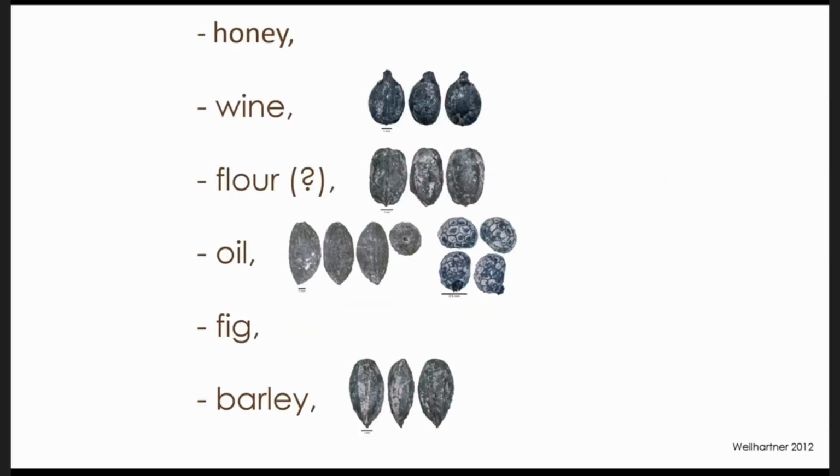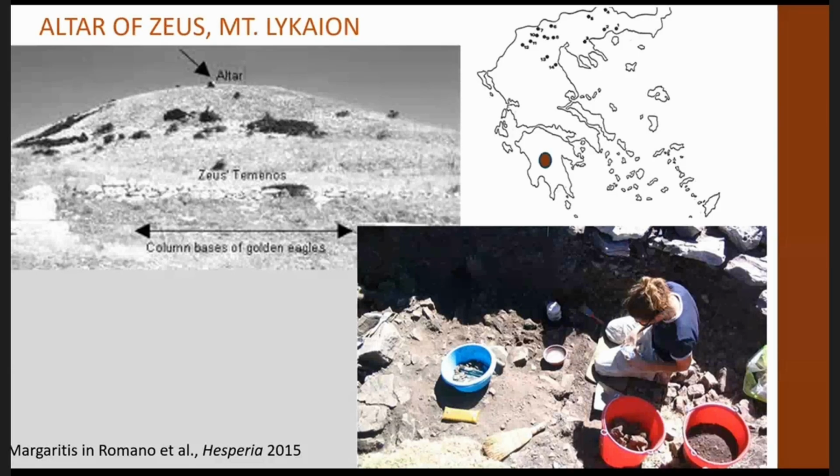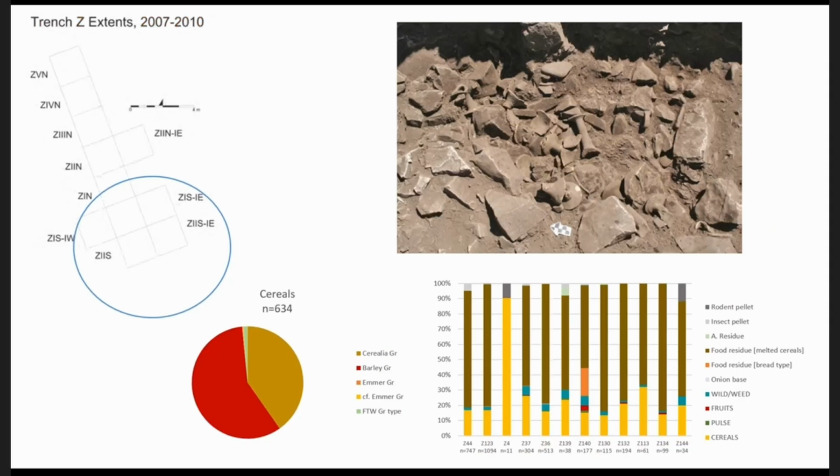So, according to Xenophon, these things you should actually find in a sanctuary. And at Kalapodi, we have found all this, and this is olive, of course, and poppy seed, which you can have oil from. The other case study is the altar of Zeus at Mount Lykaion in the center of the Peloponnese, excavated by the American School of Classical Studies at Athens.